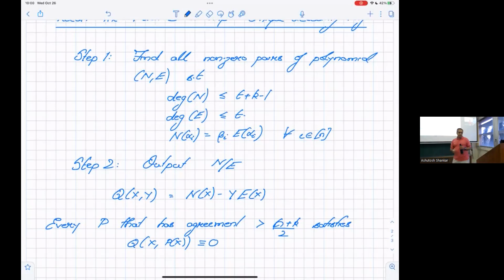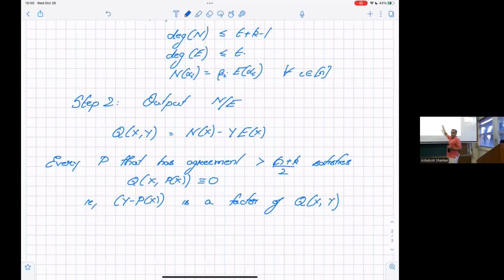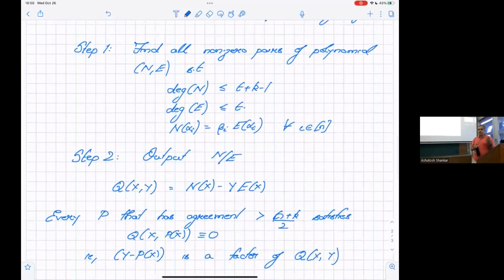An alternate way of stating this: it is the same as stating that y minus p of x is a factor of Q of x, y. These two are the same statement. So why am I doing all of this? Because now I want to get more than one p of x. We are going to enter the list decoding regime.